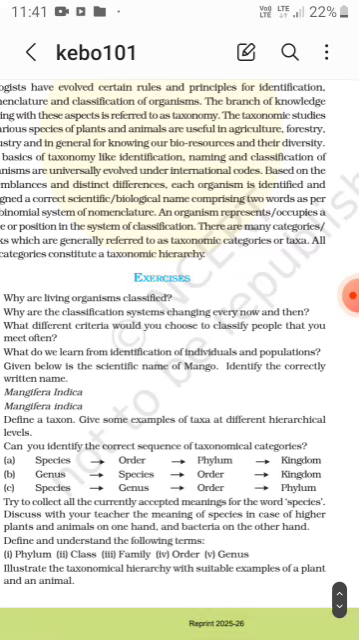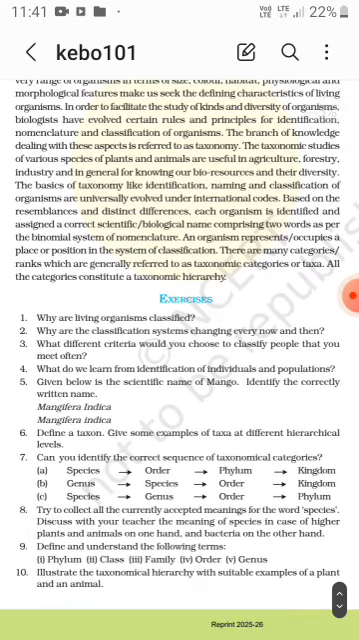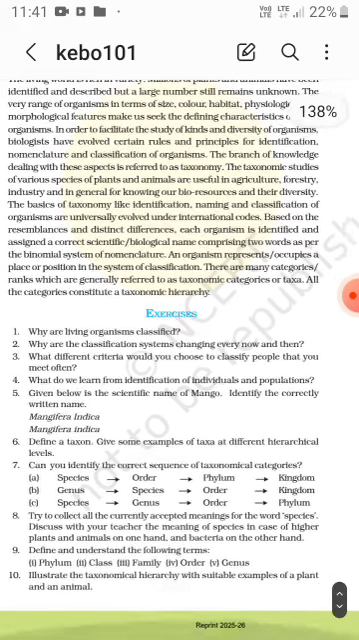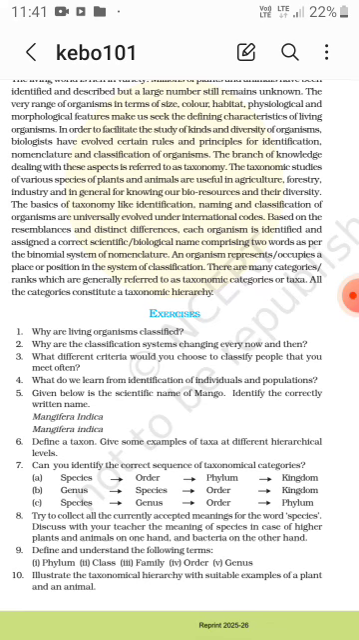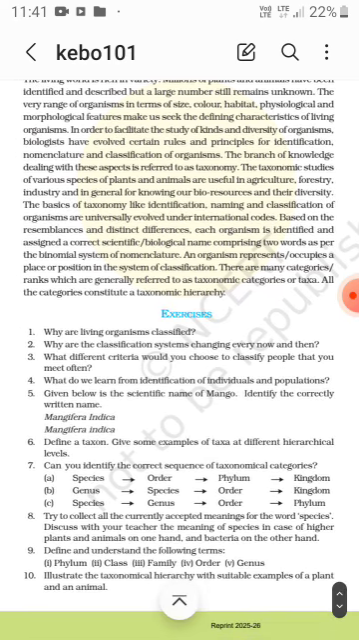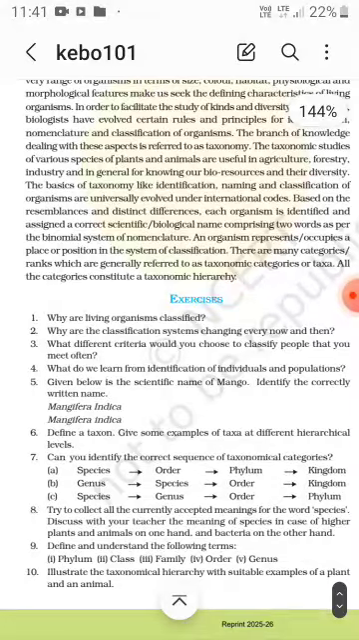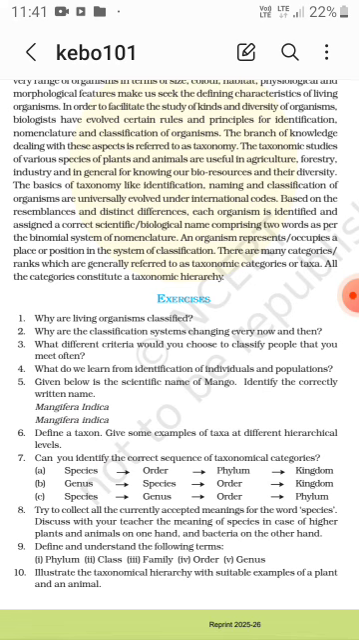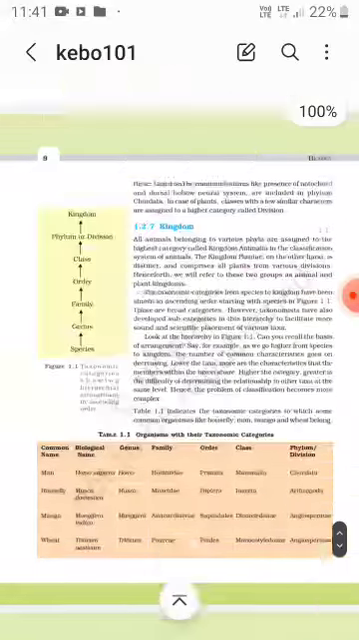Can you identify the correct sequence of taxonomic categories? First species, then genus, then order, then class, then phylum or division, then kingdom. Third one, try to correct all the currently accepted meanings for the word species. Discuss with your teacher the meaning of species in case of higher plants and animals on one hand and bacteria on the other hand. Define and understand the following terms: phylum, class, family, order and genus. Illustrate the taxonomical hierarchy with suitable examples of a plant and an animal. So this lesson is done.